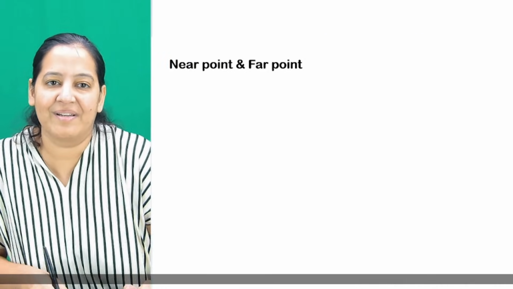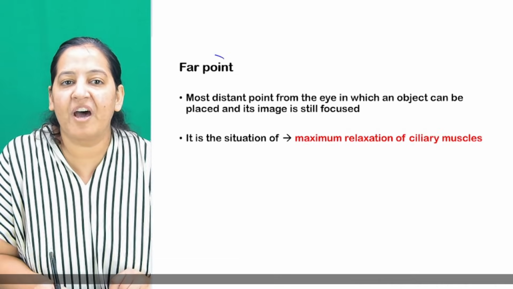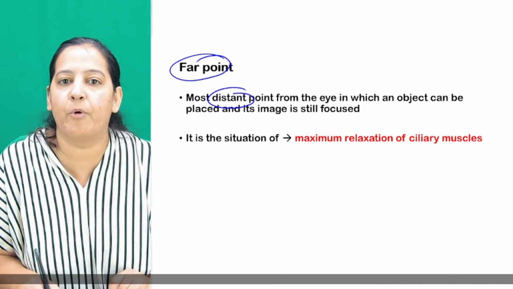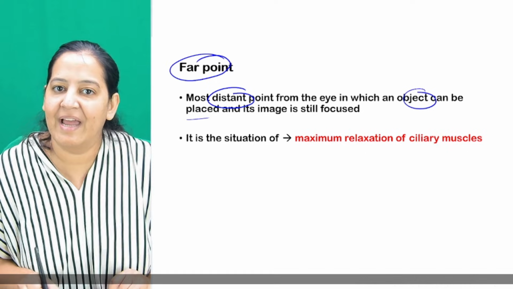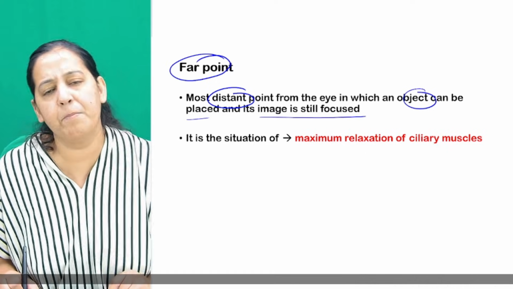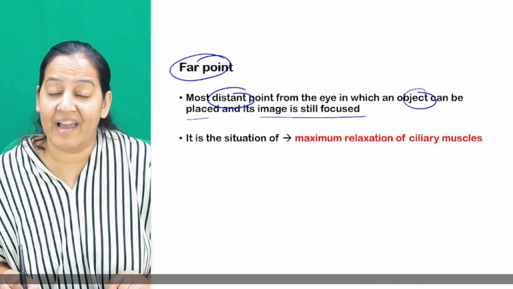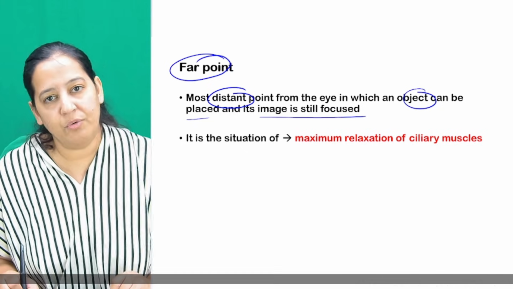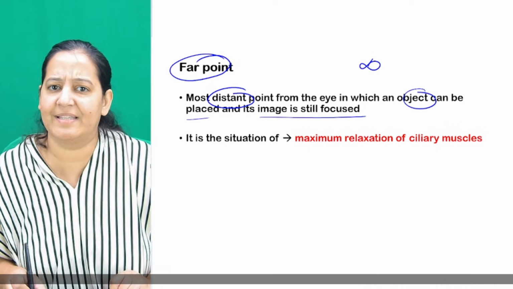Okay, now the last thing you have to understand, before I come to the disorders: what is the near point, and what is the far point? What is the far point? The far point is the most distant point from the eye at which an object can be placed and its image can be focused on the retina. The most distant point. What is the farthest you can see clearly? I can see the sky, stars, and moon. So the far point is infinity for a healthy human.